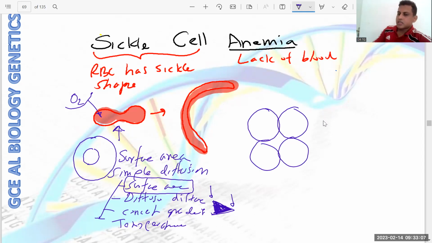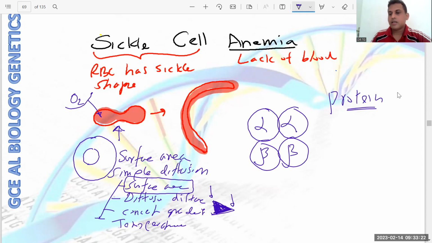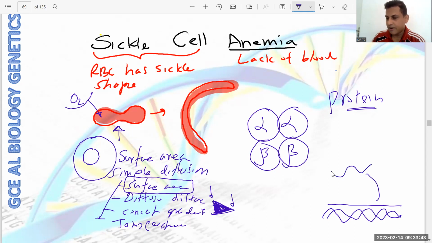A hemoglobin molecule consists of four subunits: two alpha and two beta. Hemoglobin is a protein. This protein is synthesized by the cells through the normal transcription and translation mechanism we discussed. That means the gene coding for hemoglobin is responsible for making the messenger RNA, and the messenger RNA produces the protein, the hemoglobin subunit.